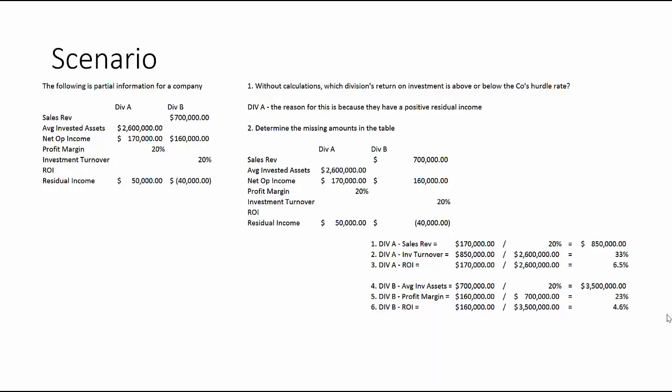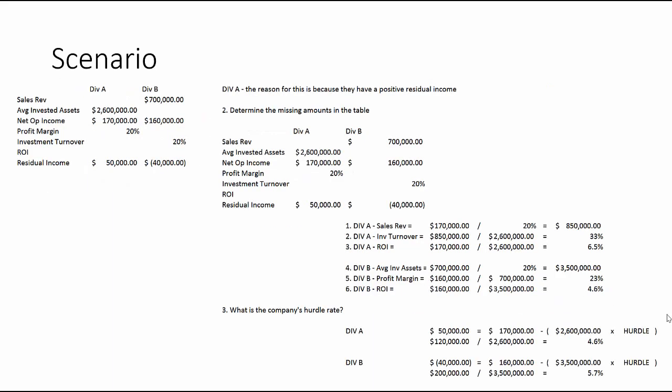And ROI for division A is the $170,000 net operating income divided by the $2.6 million gives us an ROI of 6.5%. For division B, the average invested assets is the $700,000 sales revenue divided by the 20% investment turnover, and that gives us $3.5 million of invested assets. The profit margin is $160,000 net operating income divided by the sales revenue of $700,000 gives us a profit margin of 23%. And the ROI for division B is $160,000 net operating income divided by $3.5 million invested assets gives us an ROI of 4.6%.